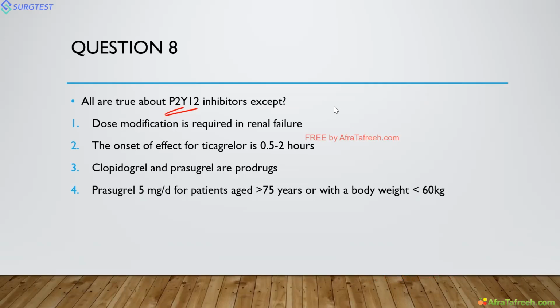Okay. So the correct answer: all are true about P2Y12 inhibitors except... The onset of ticagrelor is 0.5 to 2 hours. This is correct. These are prodrugs. Prasugrel normal dose is 10 mg per day, but whenever a patient is more than 75 years or with body weight less than 60 kg, you give 5 mg. Dose modification is not required in renal failure. So you can give all the drugs, prasugrel, clopidogrel and ticagrelor, in full doses in renal failure. So the correct option is option 1.